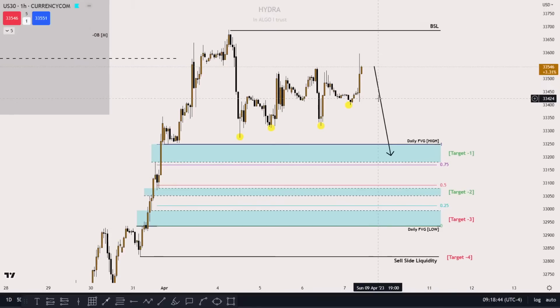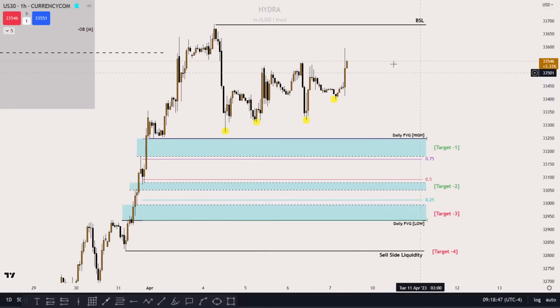Is it clear, chat? Let me know in the chat. Is my indication of where price will go clear?